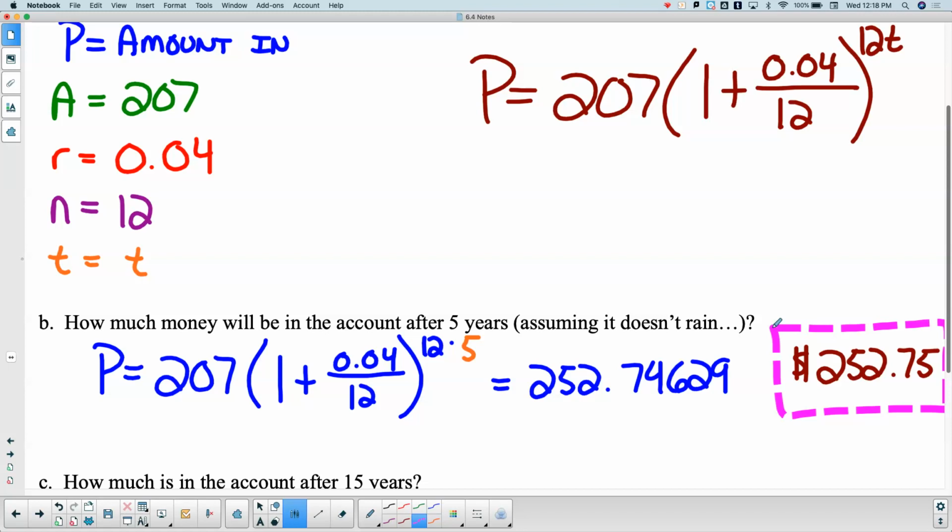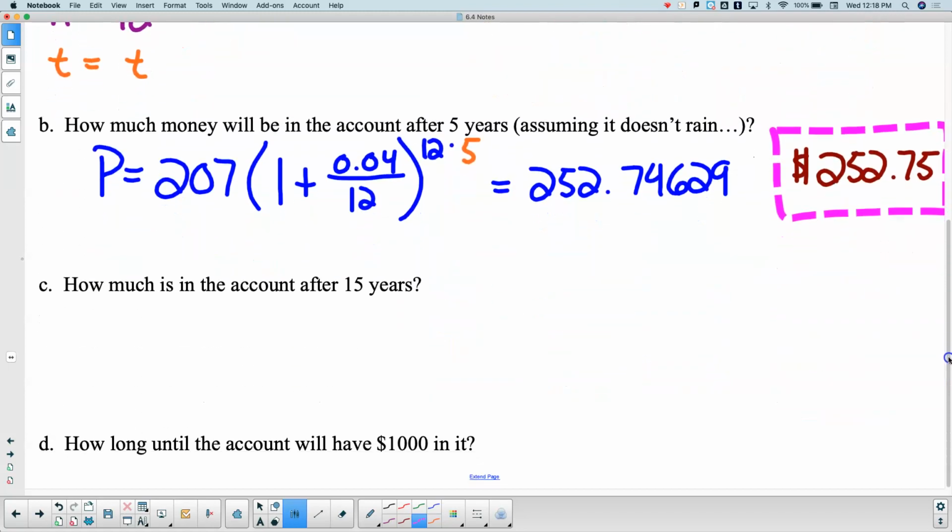Questions on that? Slide out too so you can see it. Find me how much money is in the account after 15 years.